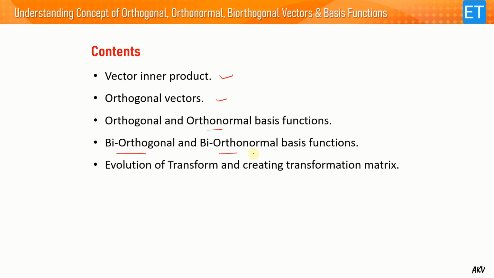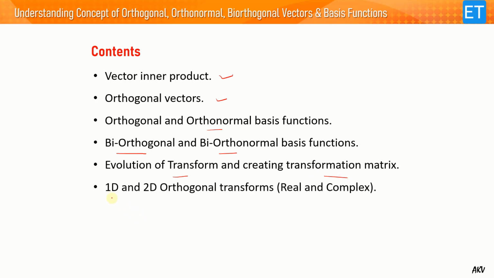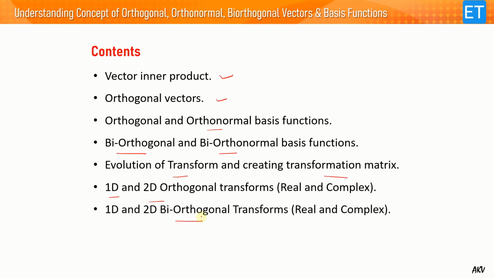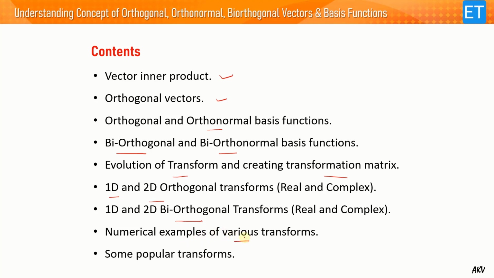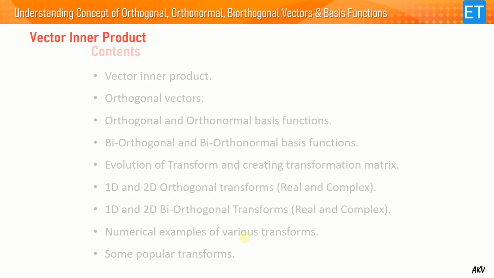Then we will see how the transforms are created, the evolution of the transform with the help of the transformation matrix with orthogonal basis functions. Then we will see how we can transform one-dimensional and two-dimensional data using real and complex orthogonal transforms. Then we will see the bi-orthogonal transforms also. And in the last, I will explain numerical examples to make you understand the concepts. And then we will see some popular transforms and their corresponding transformation matrices. So let me start this video.